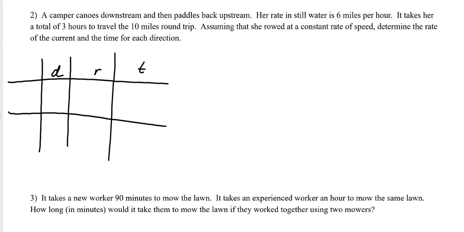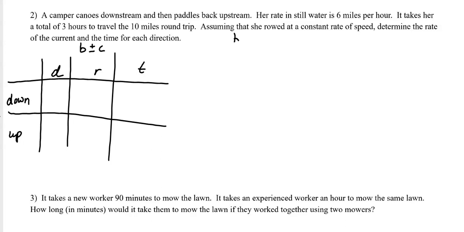So it says a camper canoes downstream. So we're going to go downstream, which is faster than upstream. So I'm basically going to have my canoe, or I'll just call it, what should I call the canoe? Because I usually call the current C. I'll call it the boat. So I'm going to have my boat plus or minus my current. All right, so those are the two things.